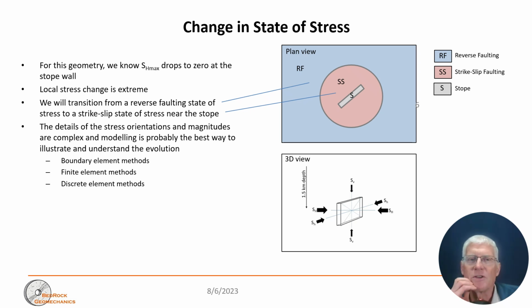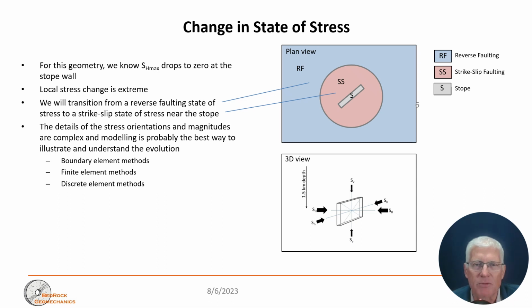So for this geometry, we know that SH max, the pre-mining SH max, will drop to 0 at the stope wall. So this local change in stress is extreme by any stretch of the imagination. Typically in the oil and gas industry, we talk about, well, the biggest change in stress has to do with depressurization or taking the pressure out of the reservoir. But this is a big deal. So at depth, we're causing a big change in stress.